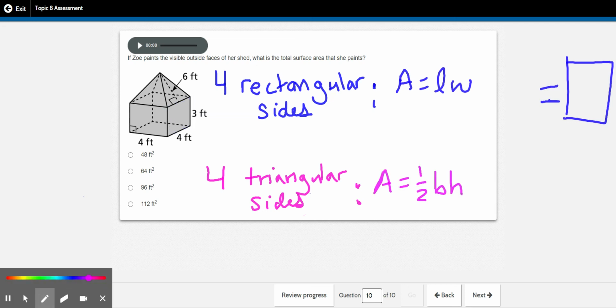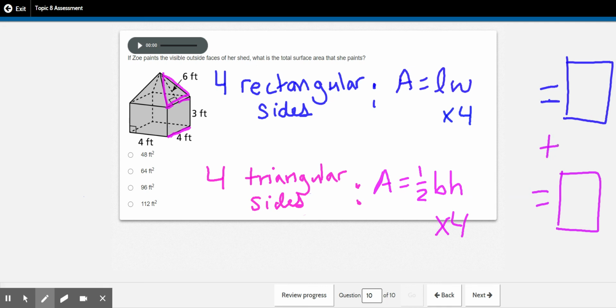Now let's find the area of the triangle. Here's our formula. Again, you need to be careful. What is your base and what is your height? Remember, this edge is the same as this edge. Once you find that, you're going to multiply by 4. You'll get that answer, and then you're going to add those 2 numbers up, and that'll be your answer over here.